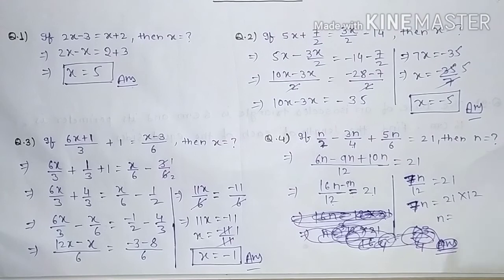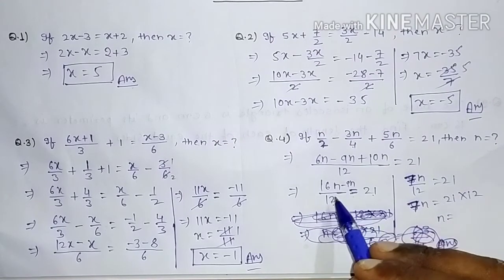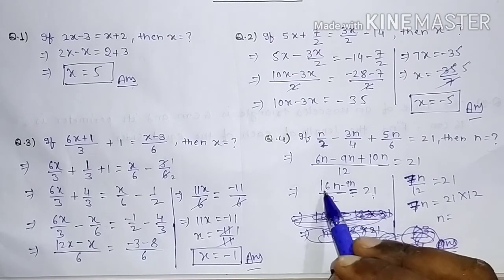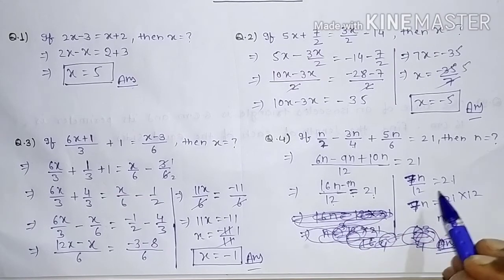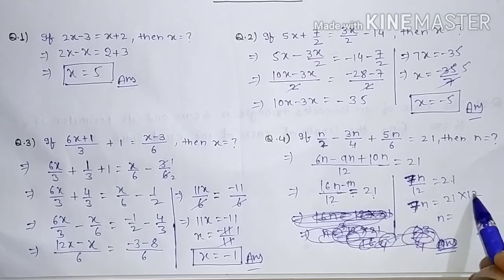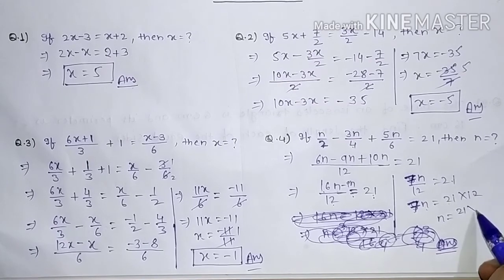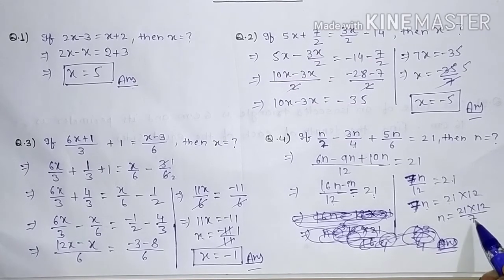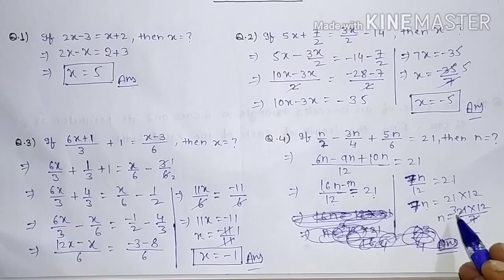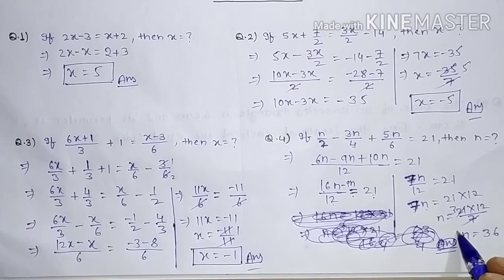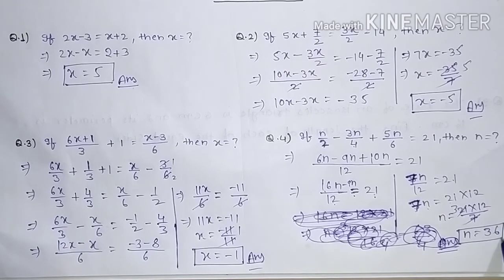Now 16n minus 9n upon 12 equals 21. So 16n minus 9n, that is 7n, divided by 12 equals 21. Now 7n equals 21 into 12. Now 21 into 12 divided by 7. So 7 threes are 21. So n equals 3 into 12, that is 36. So n equals 36. So this is the answer.